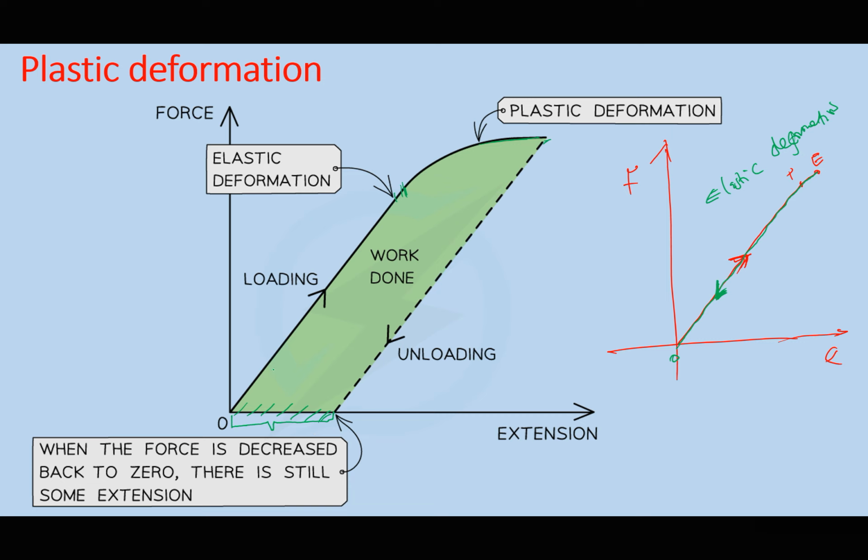So the area under the curve up to this point with the x-axis will be the work done in loading. The area under this line which goes downwards will be the area under unloading. So the area which is trapped here is the energy which is wasted as maybe thermal energy, the energy which is maybe absorbed by the material, the energy which becomes internal energy, which is the work done between loading and unloading. That is the difference between the two.